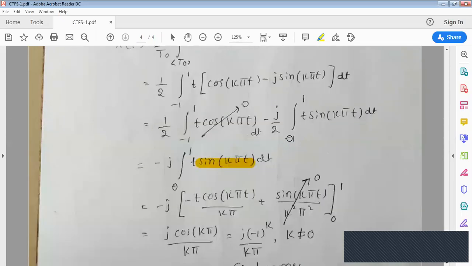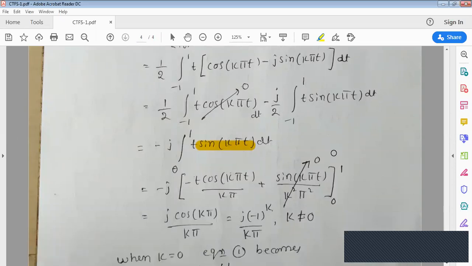One more thing I should mention. This limit I have taken from minus 1 to plus 1. This is odd and this is odd. Therefore, the total signal will become even only. So the integral of an even signal is written as 2 times the integral from 0 to 1 of this signal. Are you able to follow this one? Anything integrated between the same limits from minus 1 to 1, for an even signal, is written as 2 times the integral from 0 to 1 of t sin k pi t. That I have applied here. The 2 gets cancelled. I have only minus j. Are you able to follow this one?